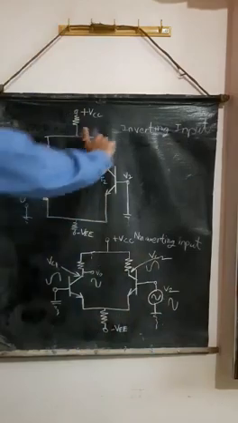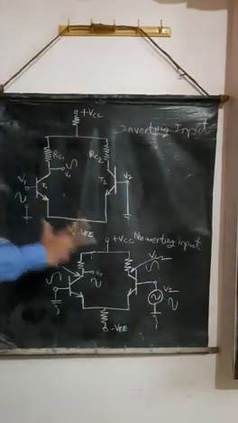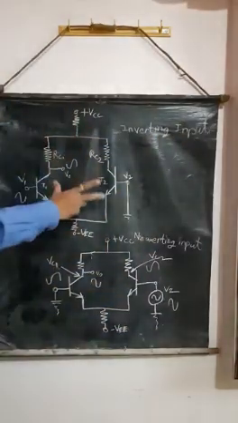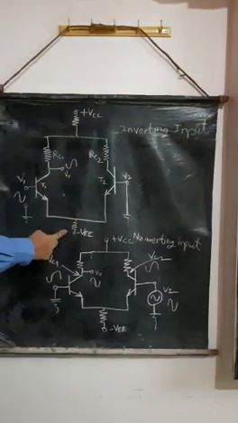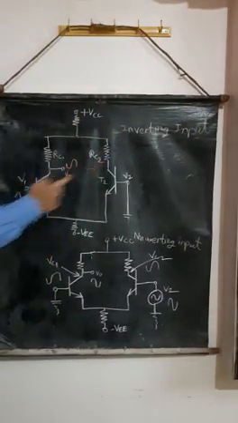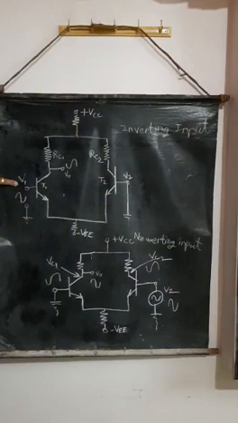Now we will see the inverting input. This is the inverting input signal. This is the non-inverting input signal. In this case, we can see the VCC, there is VEE, there is T1, T2 is there. This RC1, RC2 is there. Here we can see transistor T1.